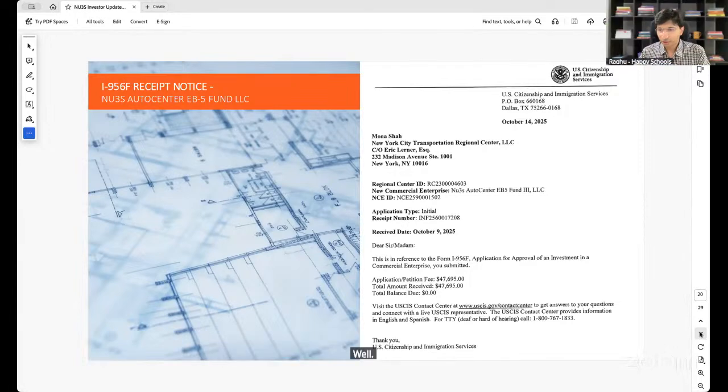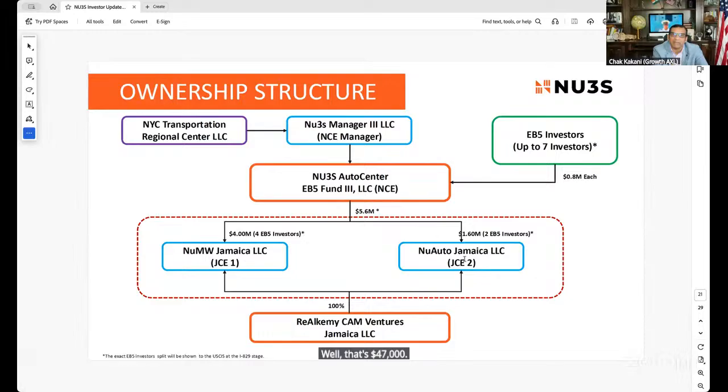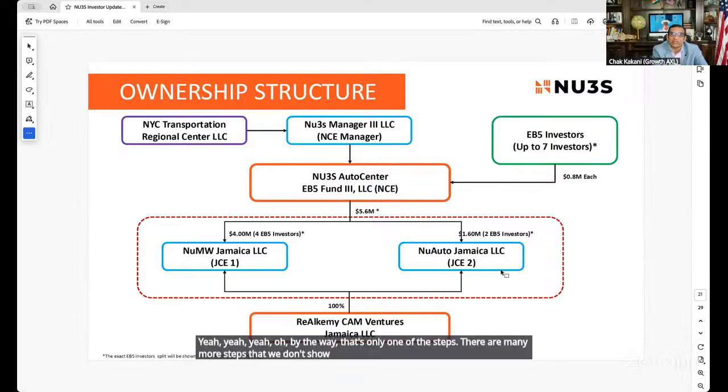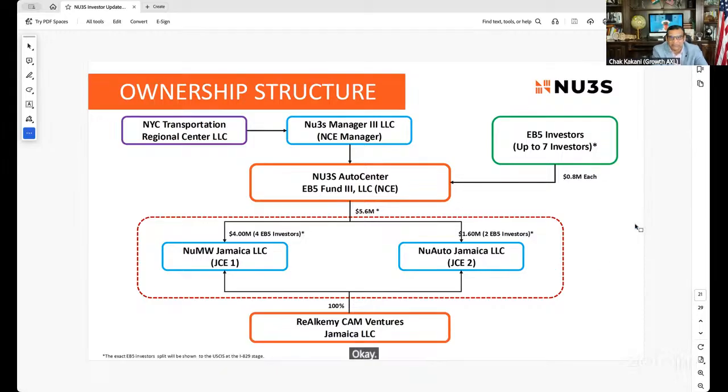That's $47,000. Oh, by the way, that's only one of the steps. There are many more steps that we don't show here that require the project to pay lots of money to USCIS and in legal fees and documentation fees, hundreds of thousands literally, to actually launch an EB-5 project.